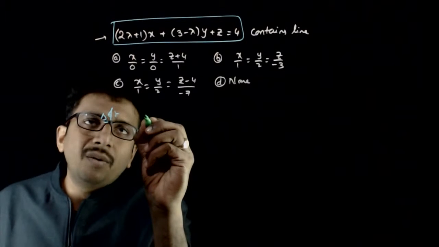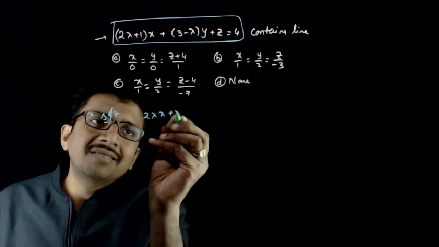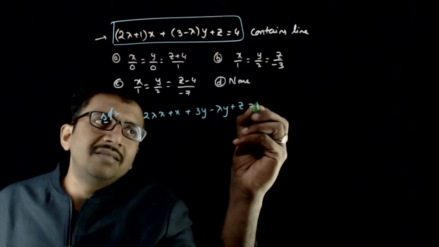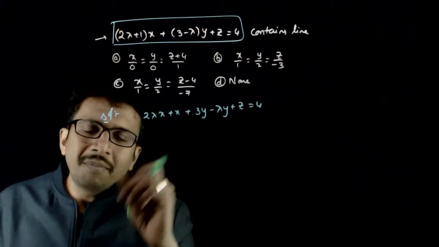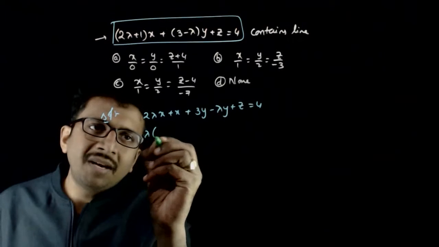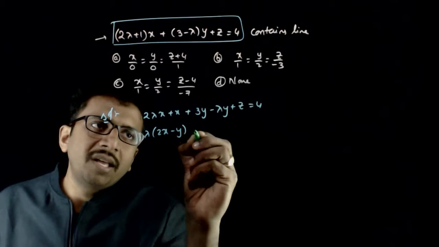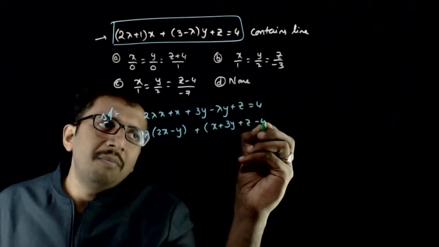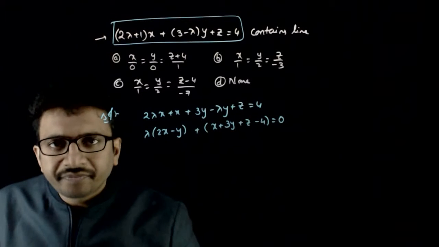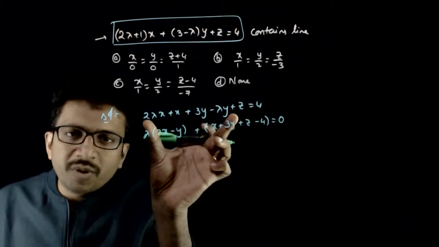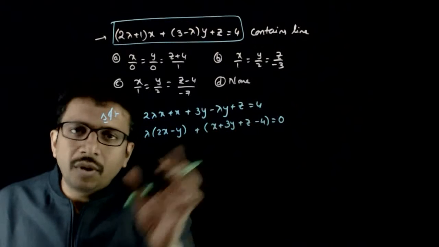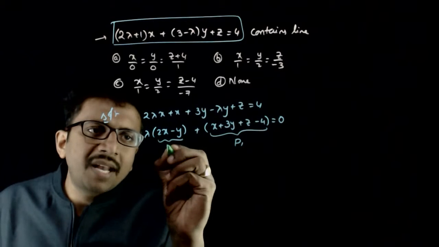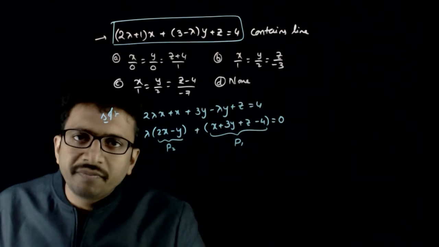That is, 2λx + 3y − λy + z = 4. If you combine the terms, it will be something like this: λ(2x − y) + x + 3y + z − 4 = 0. So there are 2 terms corresponding to λ and there are 4 terms without λ. So this is of the form plane 1 plus λ times plane 2 is equal to 0.